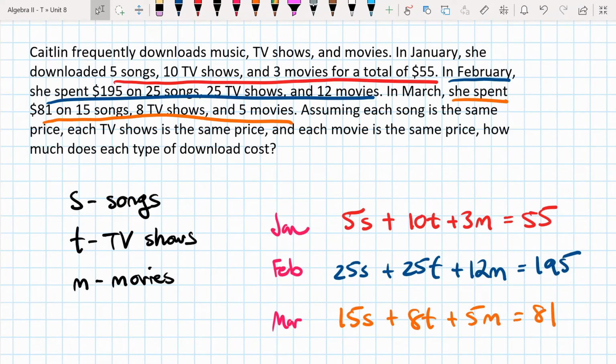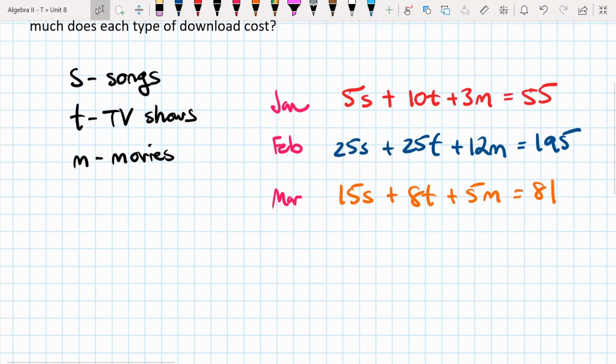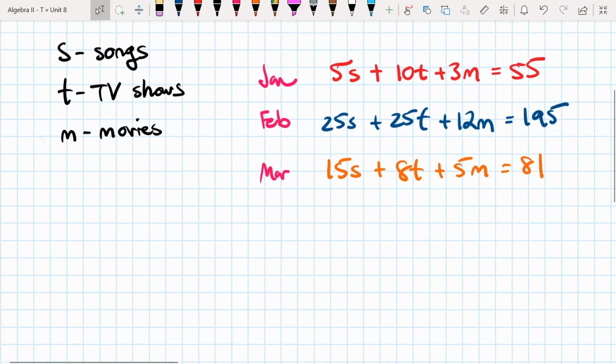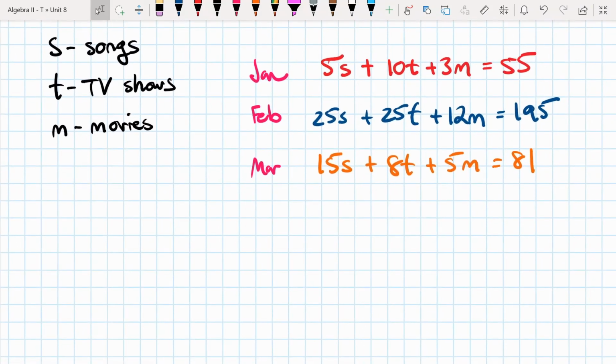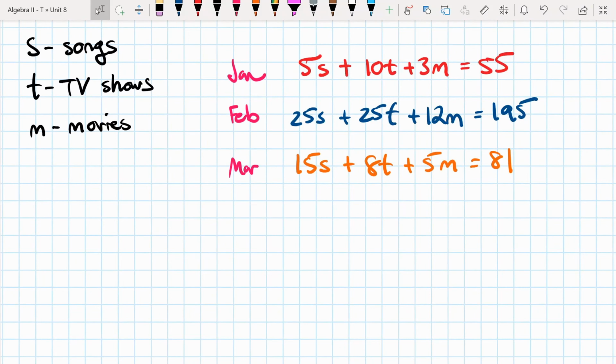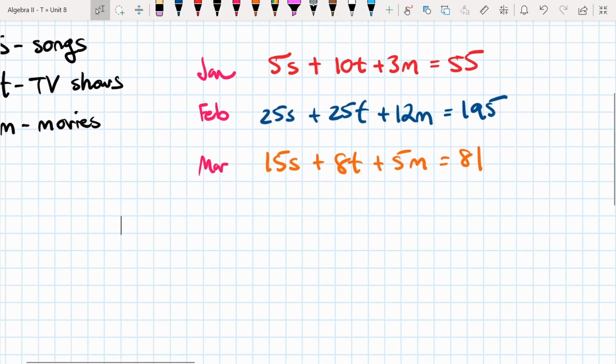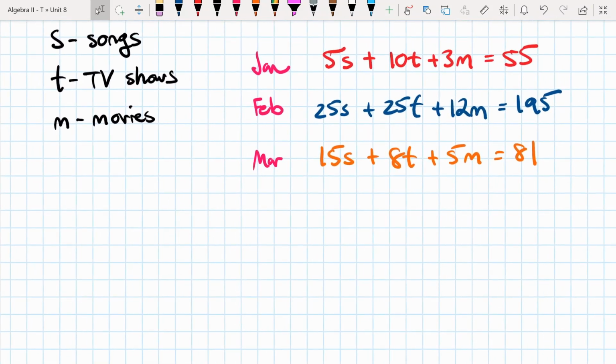Okay, and our goal here is to solve for each variable, and in doing that, that will give us the price of each of these programs. So, this is a 3x3 system of equations. So let's start by eliminating one of the variables. I think the easiest variable to eliminate here is going to be the variable s, because all of these are easy multiples of one another. So let's start by taking the first equation and the second equation, and we're going to multiply the first equation by -5.